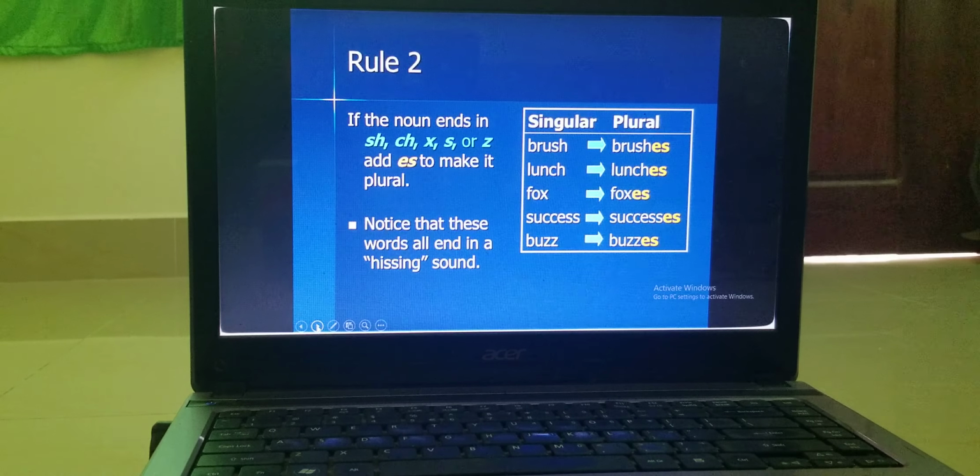And rule number two, if the noun ends in sh, ch, x, s, or z, we have to put es to make it plural. So notice that these words all end in a hissing sound, right? So you take a look at the table here, like singular, brush with sh. When we change to plural, it is brushes. Lunch, we change to lunches. Fox, foxes. Success and successes, and bus, buses.